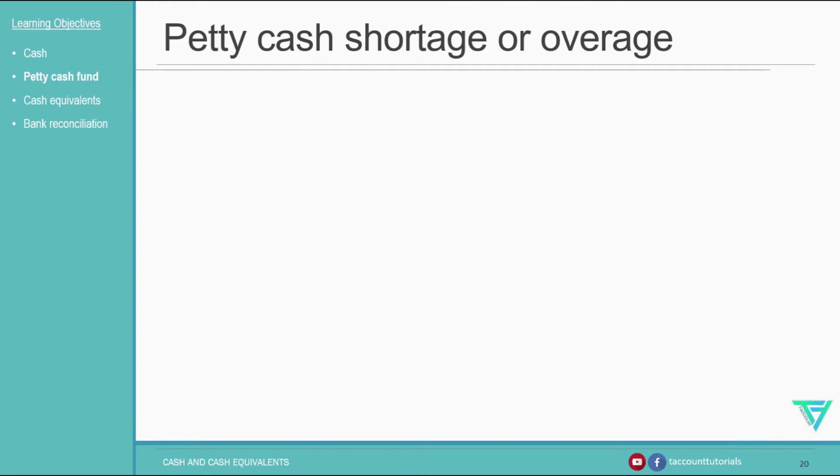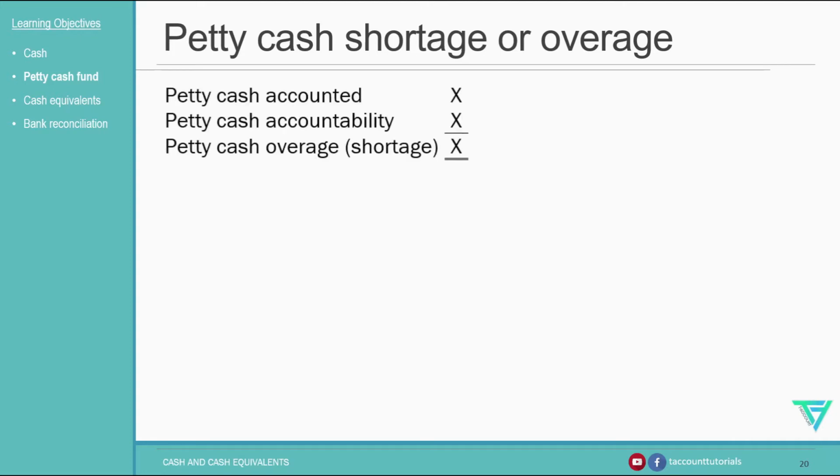Let's now compute for the petty cash shortage or overage. To compute, we should know first the formula. Petty cash accounted less petty cash accountability is equal to petty cash overage or shortage. If the petty cash accounted is greater than the petty cash accountability, meaning there is an overage. Otherwise, there is a shortage.